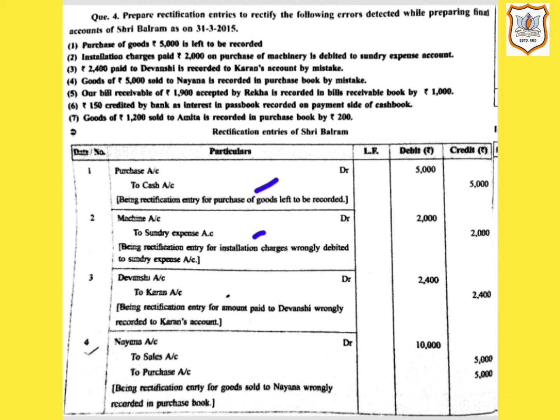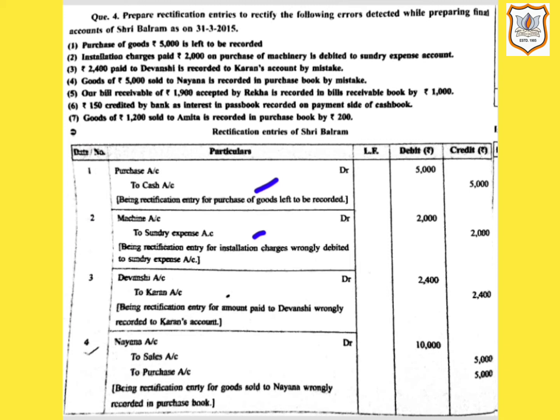So first let's identify the mistake. What is the wrong entry passed? Here rupees 2400 is paid to Devanshi, that means Devanshi is the receiver, and according to the rule of personal account Devanshi's account should have been debited, but instead of Devanshi's account, Karan's account has been debited. So this needs to be reversed.